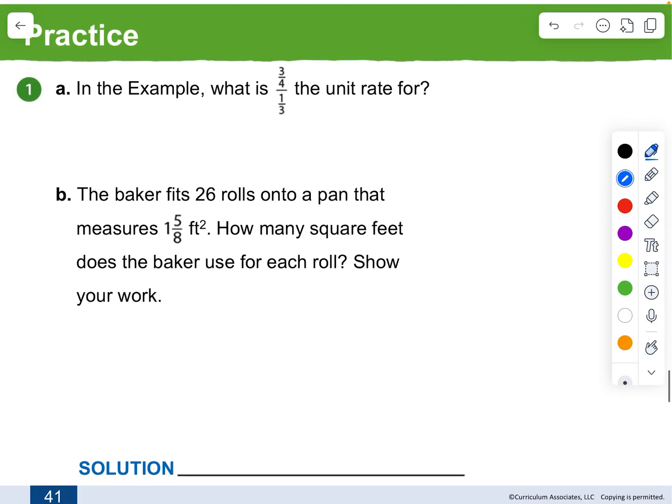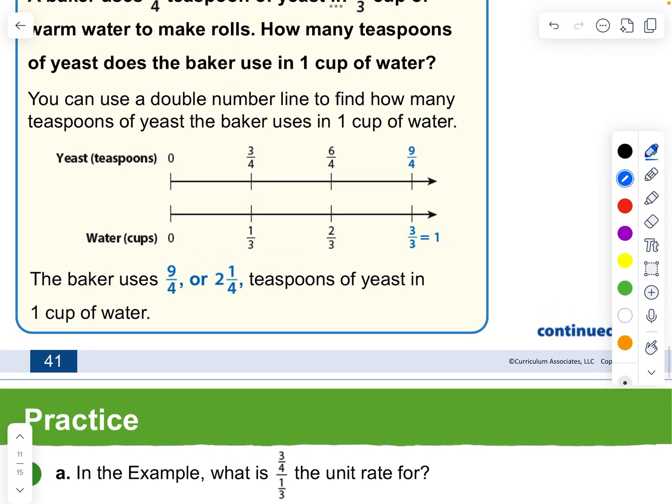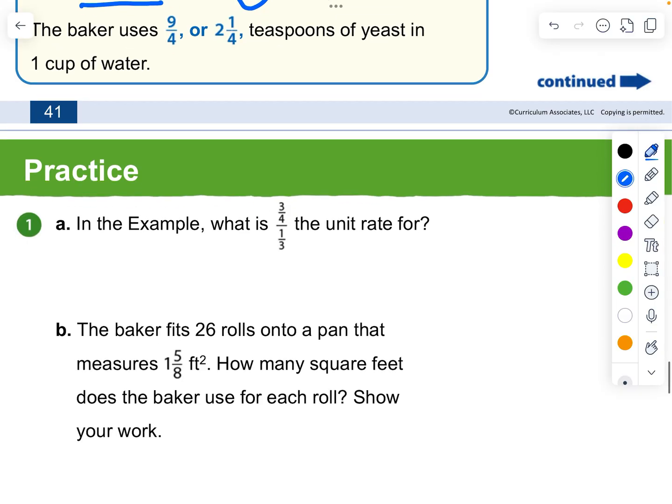On page 41, in the example, what is 3/4 divided by 1/3 the unit rate for? So let's look at it. The 3/4 is for teaspoons of yeast. 1/3 is for a cup of water. So teaspoons of yeast per cup of water.